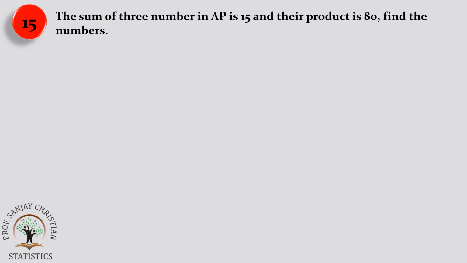Whenever it is said that 3 numbers are in AP, we have to consider those 3 numbers as A minus D, A, A plus D. I am repeating, whenever it is written 3 numbers in AP, we consider the numbers as A minus D, then A, and lastly A plus D. A minus D is the first number, A is the second number, and A plus D is the third number.